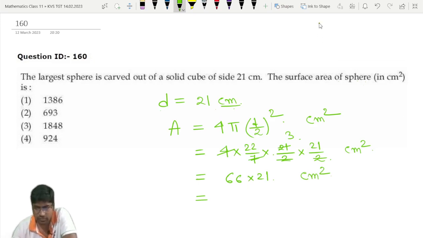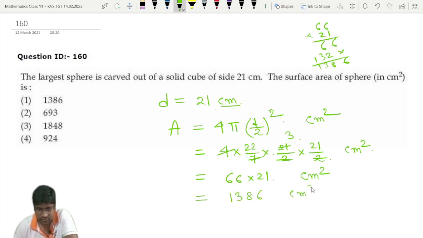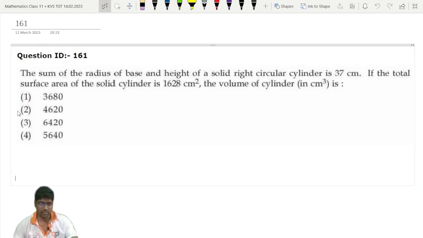66 into 21. 6, 12, 13. So 6, 8, 3, 1, 1386 centimeter square. So the surface area of the sphere is 1386 centimeter square. Okay, option 1 is the correct answer. So this was question number 160. Now question number 161.